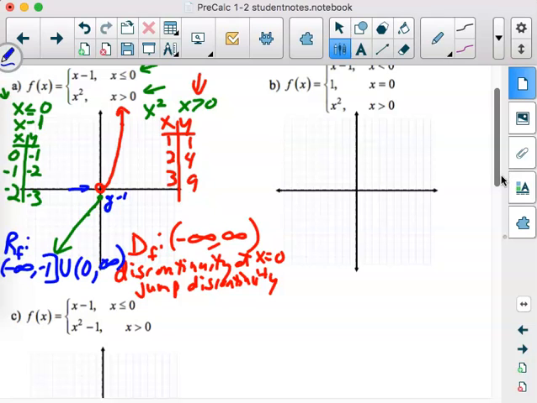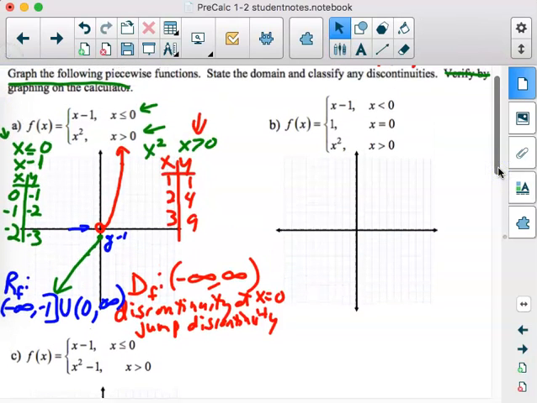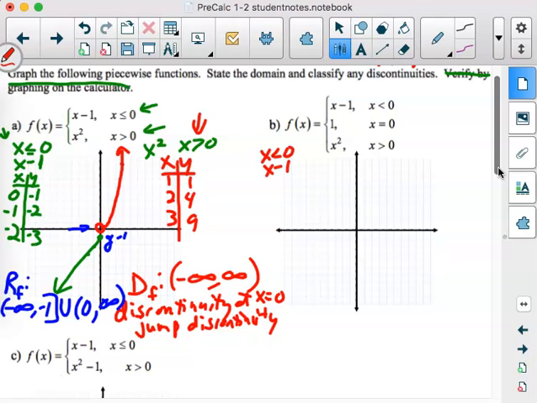All right, let's try this one. Ooh, this is a 3-piecer. Ooh, good looking stuff here. Okay, so let's see. If x is less than 0, that's over here, then it's x minus 1. If x is 0, we graph 1. Oh, I'll put that one on there right away. That's this one. All right. Then, if x is greater than 0, we have to graph x squared. Oh, well, we just did that in the last one.